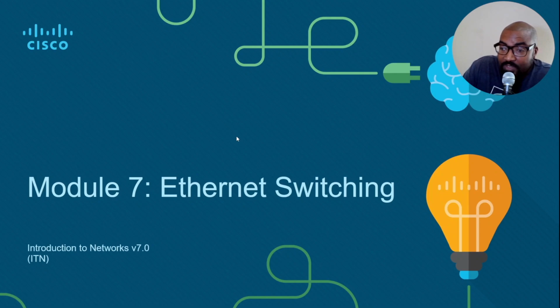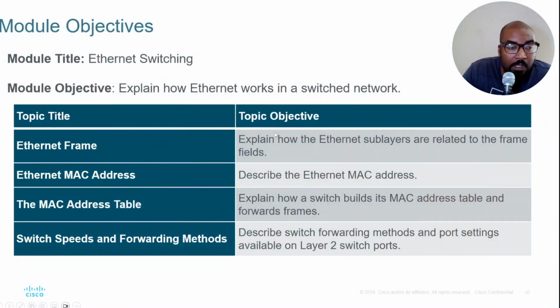Welcome to Module 7, Ethernet Switching. In this module, we're going to explain how Ethernet works in switched networks. We're going to explain how the Ethernet sublayers are related to the frame fields. We're going to talk about MAC addresses, which are very important. We'll describe the Ethernet MAC address, that physical thumbprint associated with those devices.